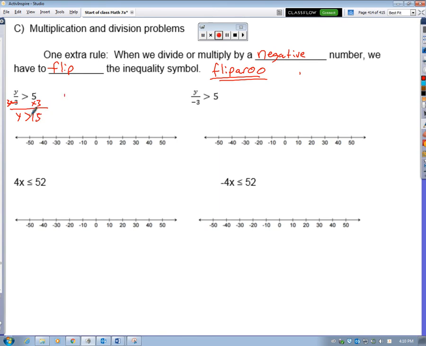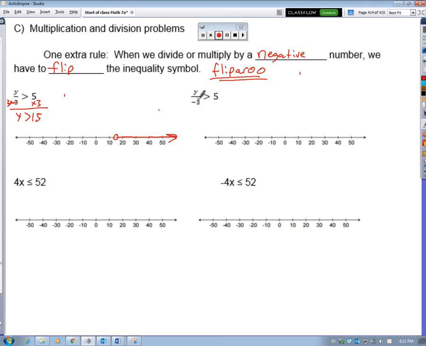Now we're going to go ahead and graph this. Y is greater than 15, so I need an open circle at 15, because y cannot be 15. And y is going to be greater than 15, so I'm going to highlight all these numbers over on this side. Alright? Now let's check out what happens when we have a negative number.